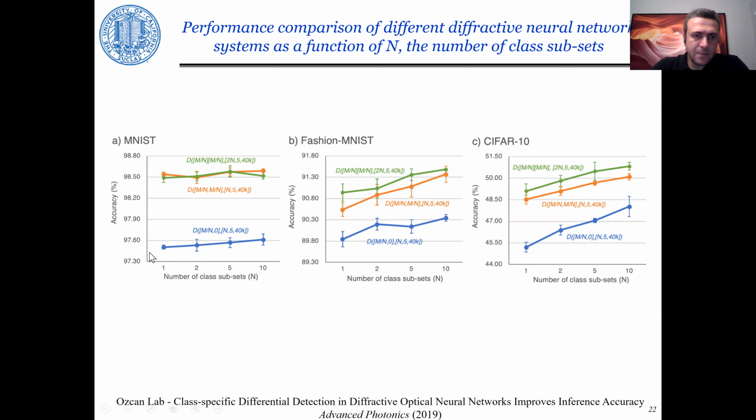The previous results at the very beginning that I've shown were these. Basically, these were the performance coming from cross-entropy loss for a single diffractive network without any differential encoding. So from these initial points, you can go to these green points by using class-specific and differential encoding scheme, which achieves close to maybe 99% for MNIST, and somewhere between 91 and 92% for fashion, and slightly above 50% for CIFAR-10.